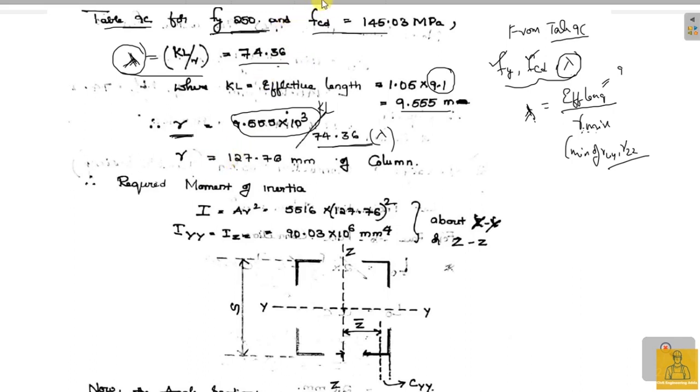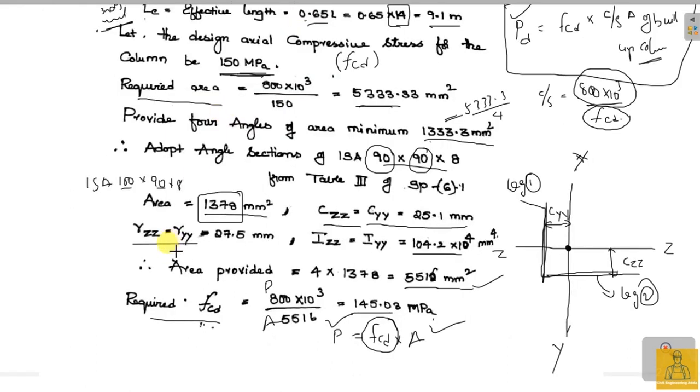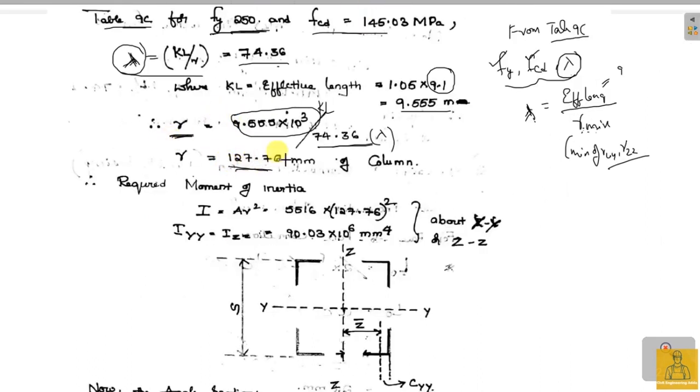This is not the single angle radius of gyration. As you can see in the previous step, the radius of gyration of the single angle section is 27.5. That is not what we got here, right? This is of the built-up column. So now we have found out this R. So now what do I need to do?